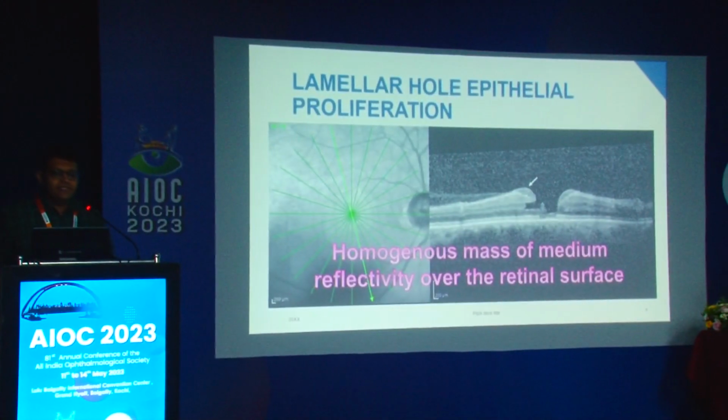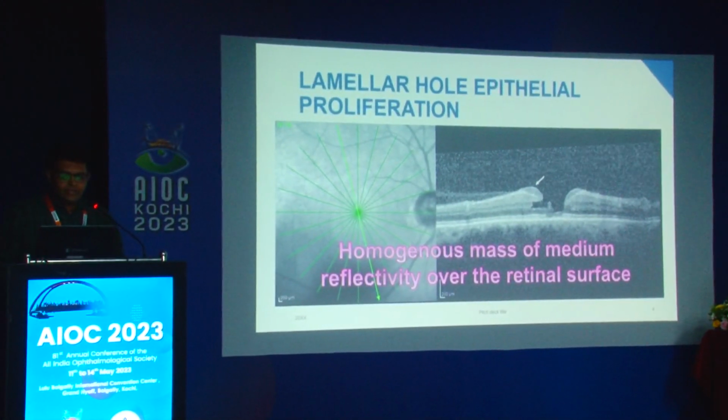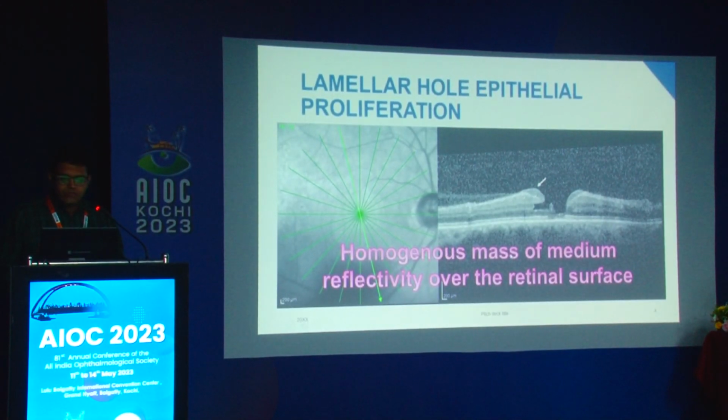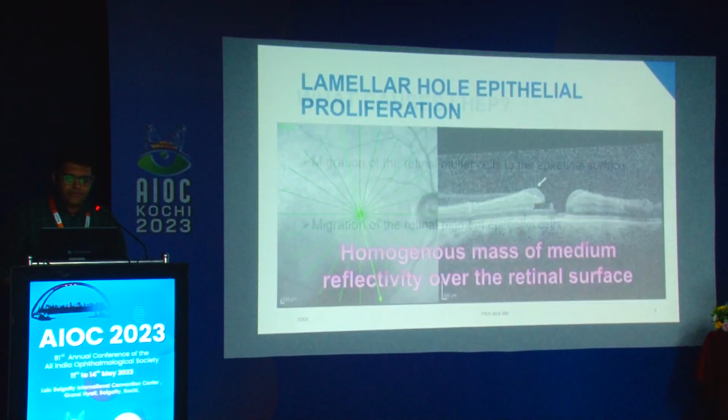LHEP is the lamellar hole epiretinal proliferation. You can see with the arrow that there is a homogeneous mass of medium reflectivity lying over the retinal surface. So in a patient with a lamellar macular hole, you have a mass-like tissue present at the edge of the lamellar hole, which is homogeneous and of medium reflectivity.